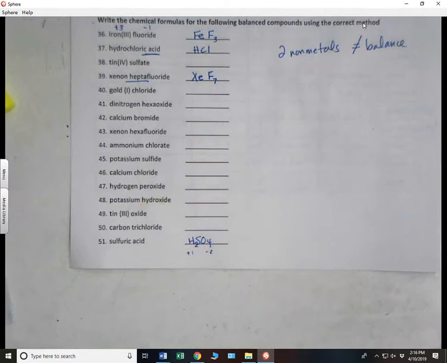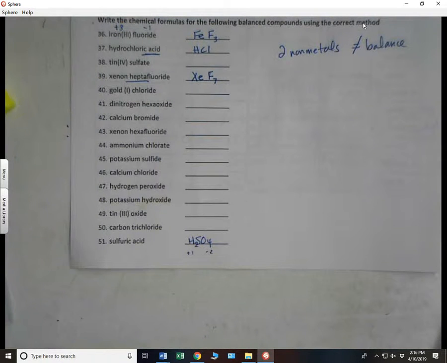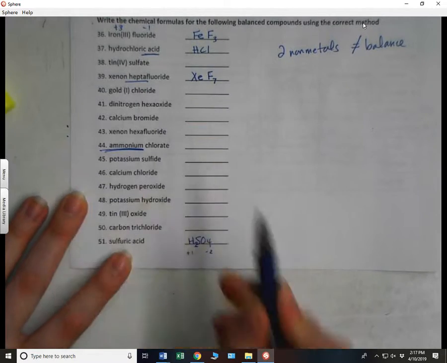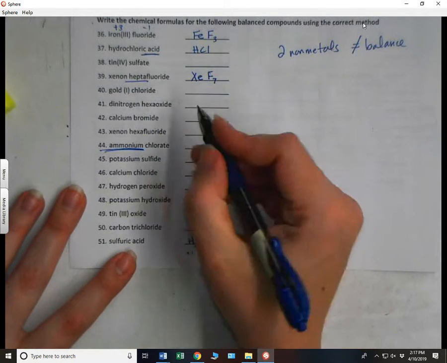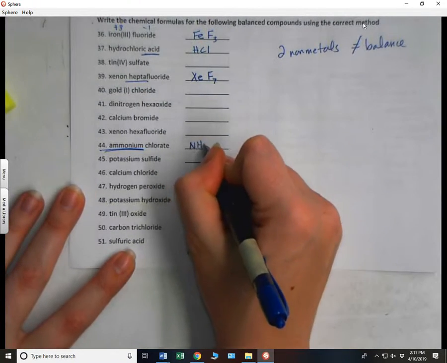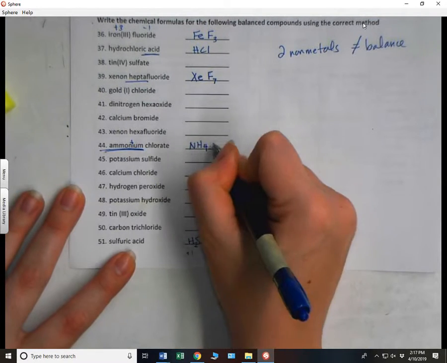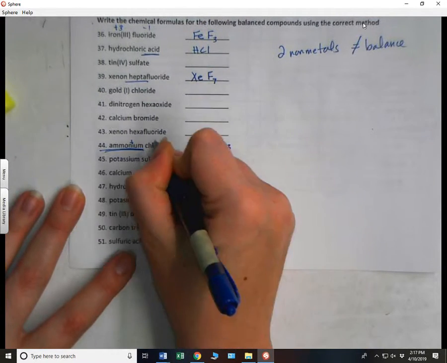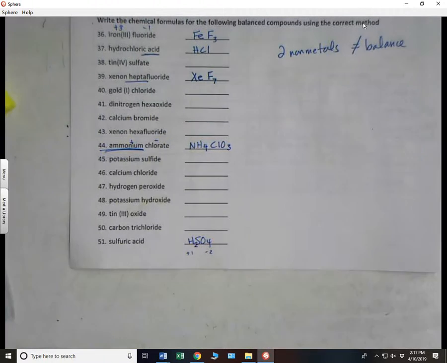Don't forget about ammonium is the only positive one. So this is a polyatomic ion, NH4 positive, and chlorate is ClO3 negative. So that's the only one where there might be a polyatomic in the front. Also, don't forget that peroxide and hydroxide are polyatomic ions.